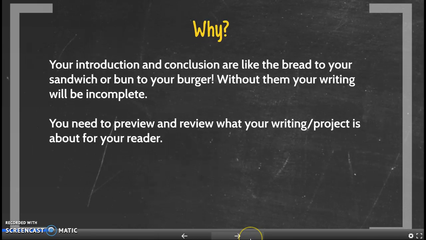So to begin, we write our introduction and conclusion. They're like the bread to your sandwich or the bun to your burger. Your writing is incomplete without them. We need to preview and review what your project was about for your reader. It helps them understand what's coming and helps them review the big ideas that you covered in your project.